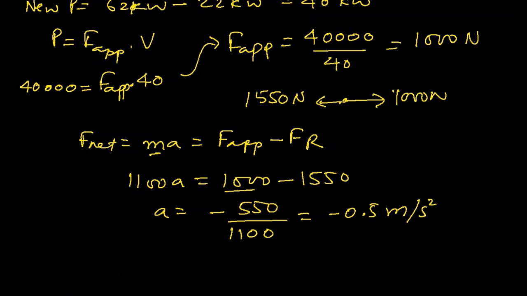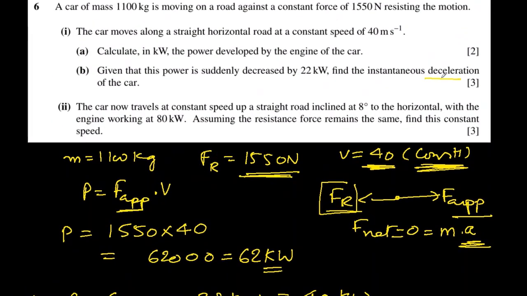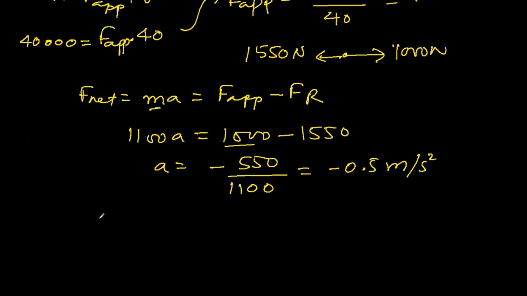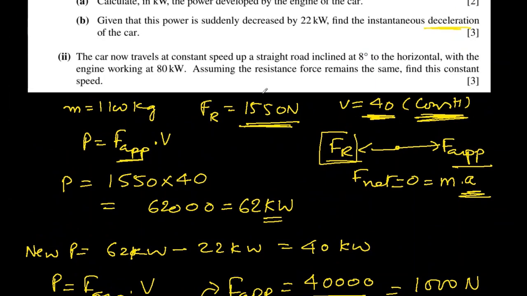Are they using the word deceleration or acceleration? Deceleration they're using. That means negative is not needed. So you can write here deceleration is 0.5 meters per second square. Okay. The car now travels at a constant speed again up a straight road inclined at 8 degrees to the horizontal, okay, with the engine now working at 80 kilowatts.